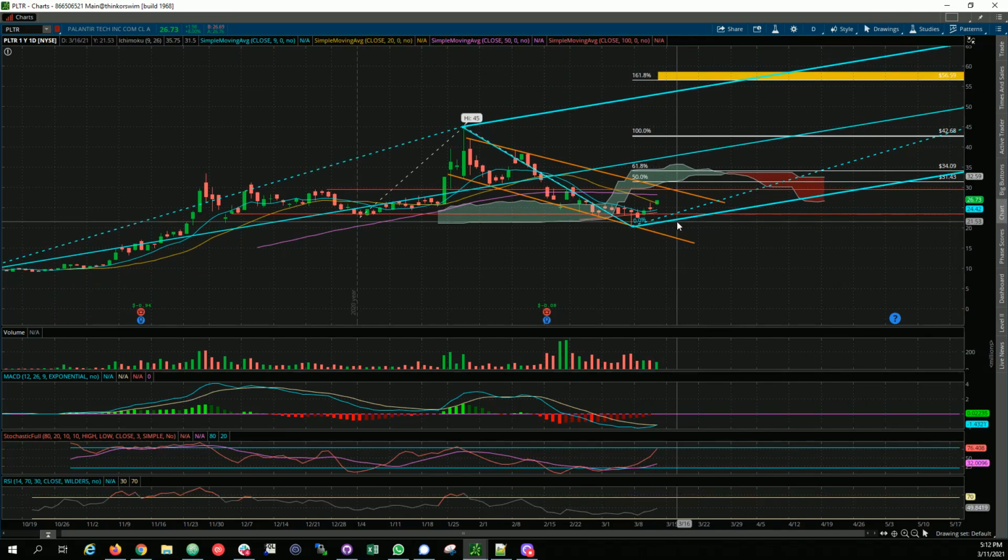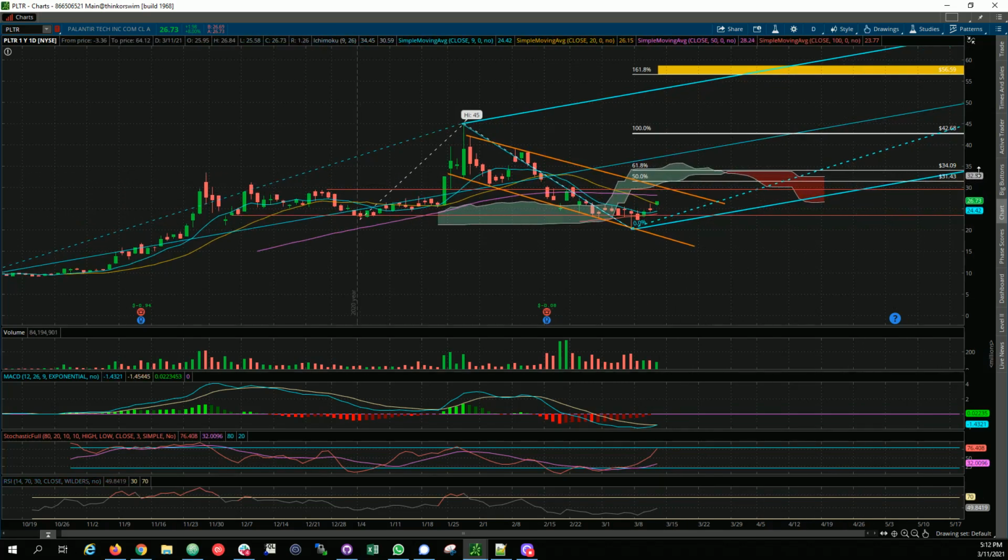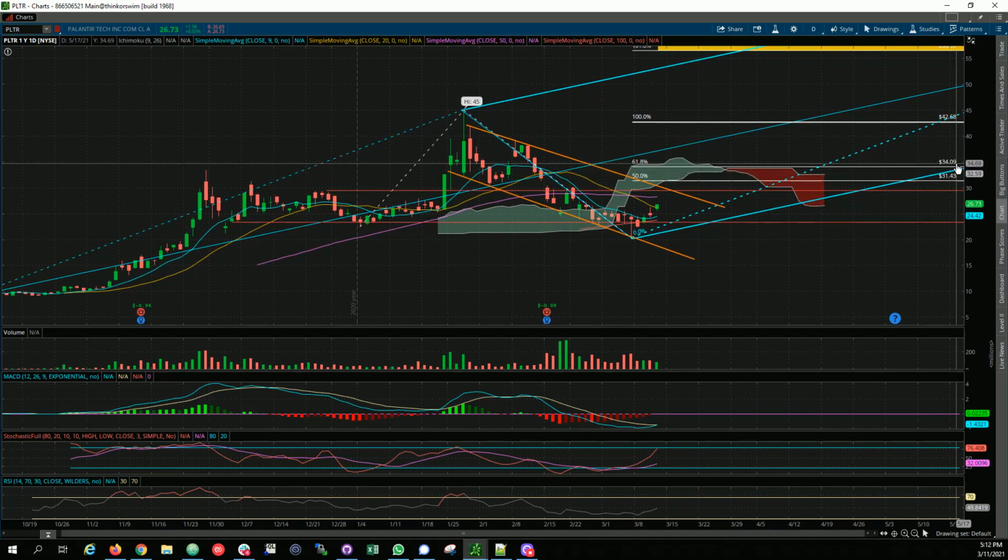Technically speaking, all the internals for the short term look bullish. For the short term, you can manage 31, 33, and $34. That's my conclusion. It's been 29 minutes. It's going to be like a 30-minute video.